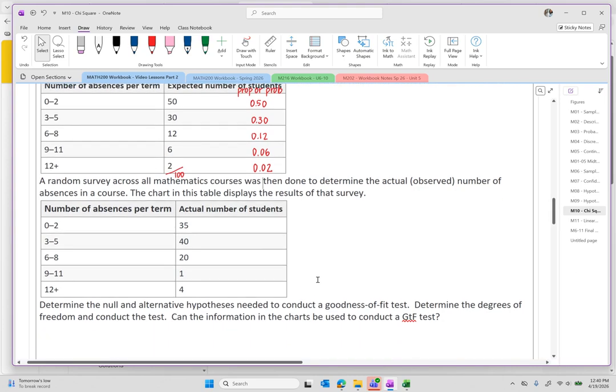The question is, can we determine the null and alternative hypothesis needed to conduct the goodness of fit test, the degrees of freedom, and can the information in the charts be used to conduct the goodness of fit test?